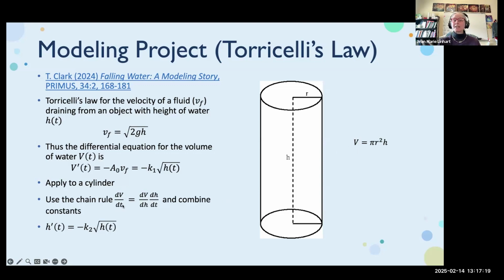Well, v prime of t is dv dh times dh dt, so we have to differentiate with respect to h. Now we're just going to get a constant times h. So you're unsurprised when I tell you that our differential equation in h is h prime equals minus some k mu k square root of h of t.